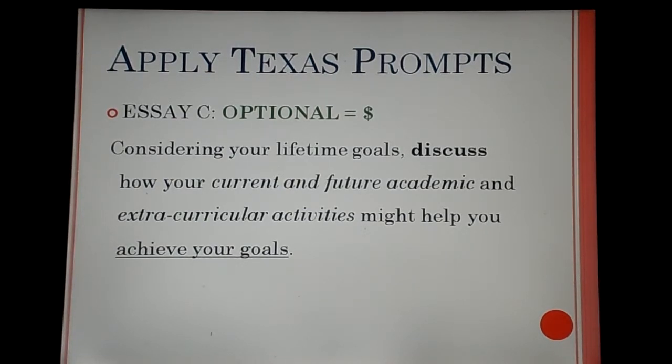Considering your lifetime goals, discuss how your current and future academic and extracurricular activities might help you achieve your goals. This prompt is usually used to tell the university what makes you different from the other applicants in the pool. What are you going to bring to the table that others can't? Are you going to be an outstanding achievement that our university will love to put out there? Are you going to be a leader? Are you going to be a person who's going to bring something new to the table? Just talk about yourself, your life, your goals, and what you're involved in right now that shows you're going to implement that same energy into college.